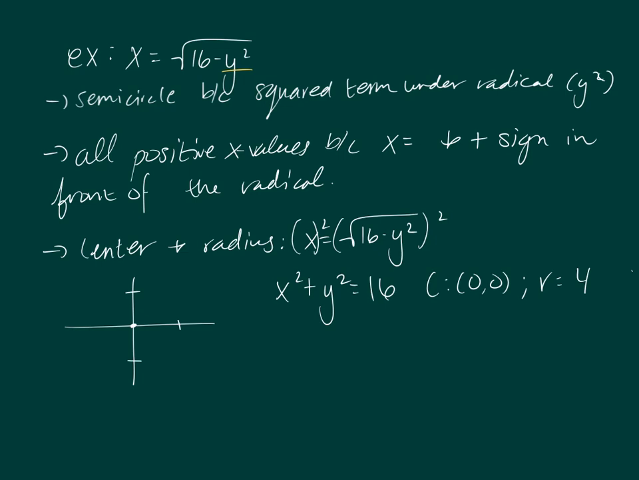Now you're probably wondering, why did she move 4 to the left? That's because, if you remember in the second one, I said I only want all positive x values. These are all the negative x values. So I'm only going to mark this side of the coordinate axes because I want all positive x values. So my circle looks like that. And that's it.